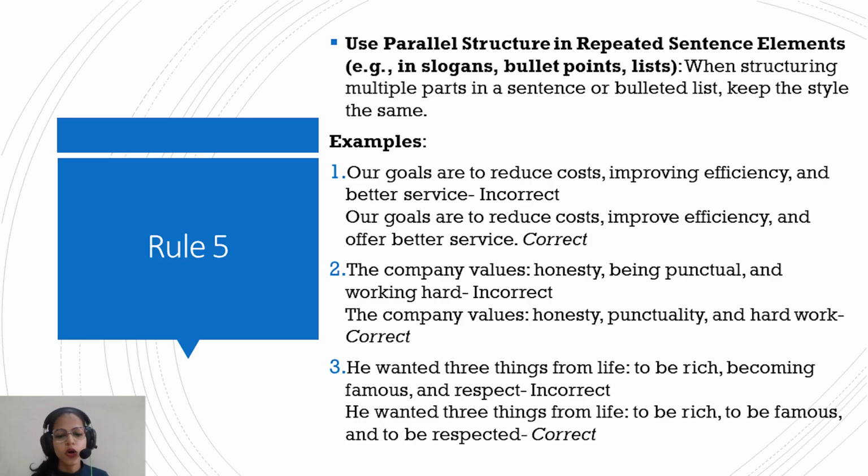So simple. He wanted three things from life: to be rich, becoming famous, and respect. So again, it's very inconsistent, difficult to understand. To be rich is one format, becoming famous is one format, and respect is different. So he wanted three things from life: to be rich, to be famous, and to be respected. Now the three are in the same format, so the flow of the statement is very good, and hence we can understand it better.